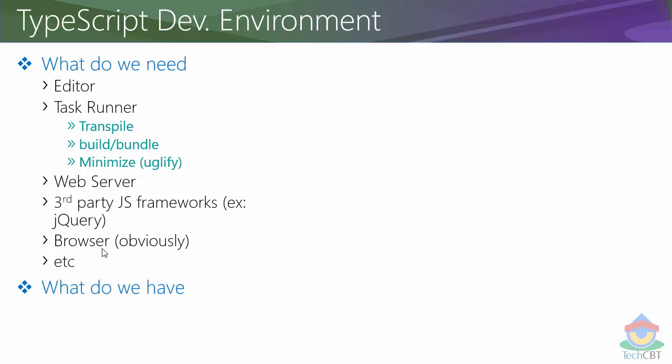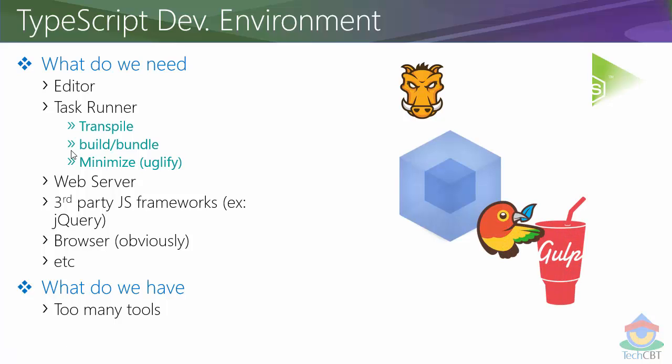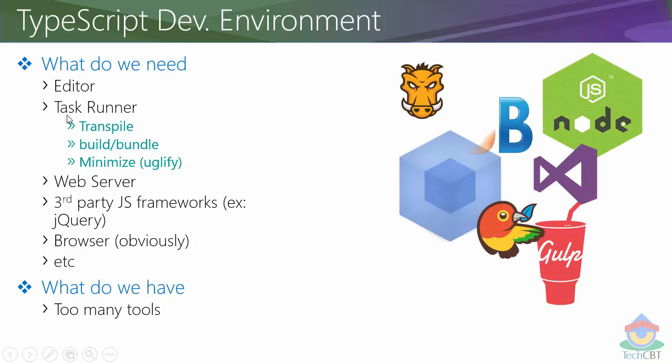And next, what do we have in the market? These are all the minimum tools. And what do we have in the market in order to make use of those tools as part of your development? We have plenty of tools in the market. We have tons of editors. We have quite a few task runners. We have literally more than 6 to 7 web servers which are really famous. On top of that, you have plenty of JavaScript frameworks, libraries, plugins, and so on. And you also have 3 or 4 browsers.